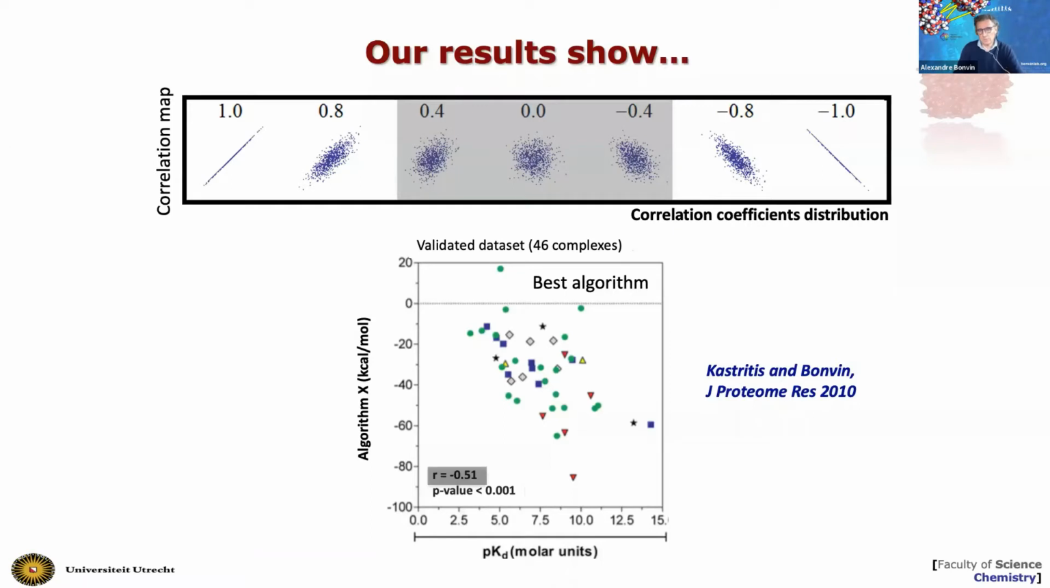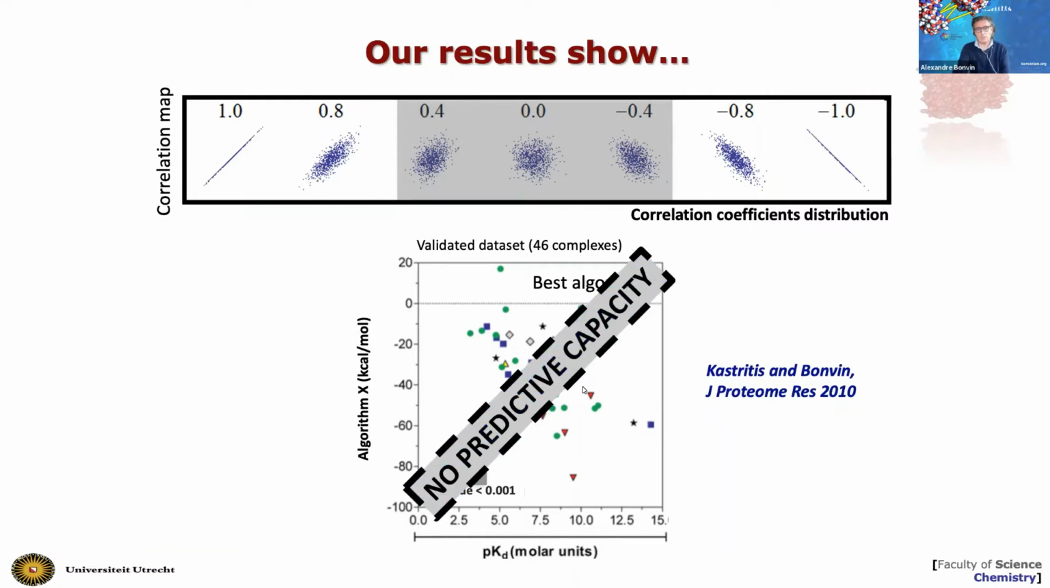Now we took a subset of complexes because finding reliable data is also tricky. So this is a subset of 46 complexes for which we trust much more the binding affinity data that we have. And you see the best one here, I think it was Attract in this case, is giving you an R correlation of 0.5, minus 0.51, okay?